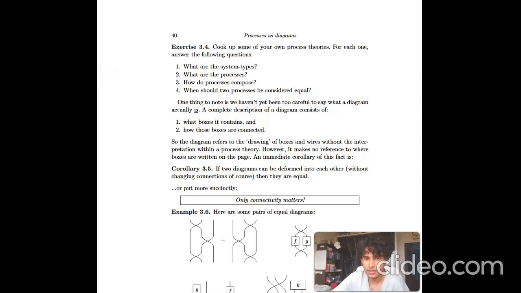Okay, so one thing to note is that we haven't been too careful to define what a diagram is. Coming up is a rigorous definition of what a diagram is, which we will do in the next class. Bye.